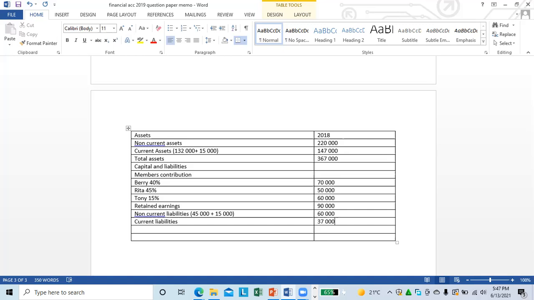Yes. So if you are to add up our capital and liabilities, how much will we get? Just hope it balances. How much are we getting?